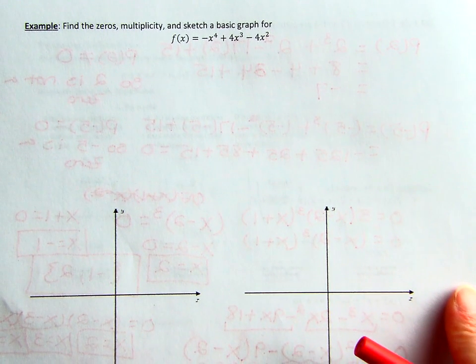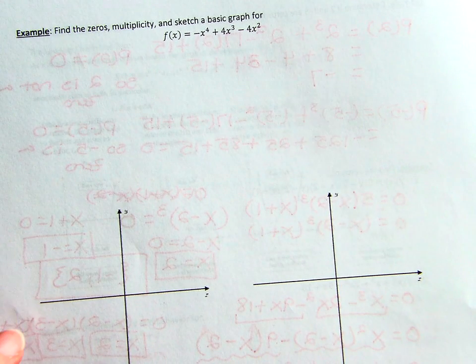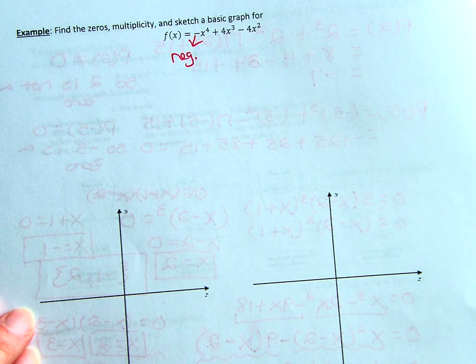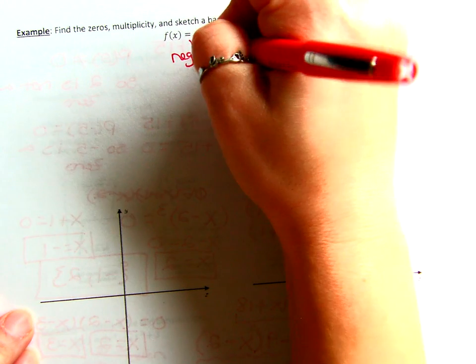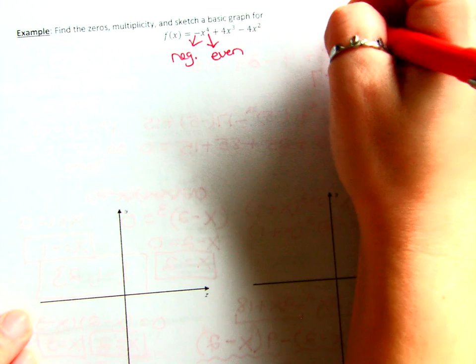Find the zeros, find the multiplicity, and then do a sketch of the basic graph for negative x to the fourth plus 4x to the third minus 4x squared. Now, before we get started, let's figure out what's going on at the ends. Okay? Let's do our leading term test. So what is my leading coefficient? -1. And what is the degree of this polynomial? 4. So that is even. So negative even, what's going on at the ends? Down and down. So I like to note that straight out of the gate so I know what's going on.